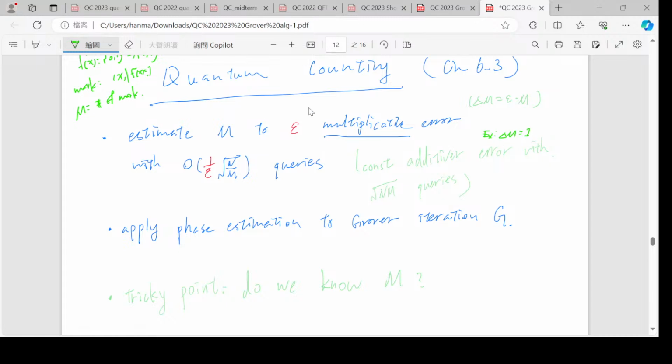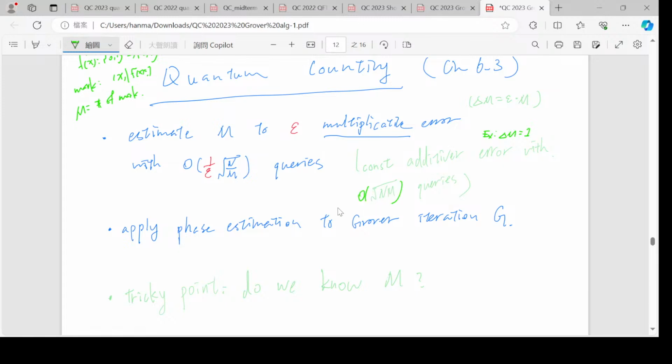So delta M equals 1, so you want to know basically your M exactly. Then epsilon will equal 1 over M, right? That means 1 over epsilon is M here, so we will need square root of N times M queries. Okay, so you see this is a little different from Grover search before. Because in Grover search, if there are M marked items and you only want to find one of them, then it's big O of square root of N over M queries.